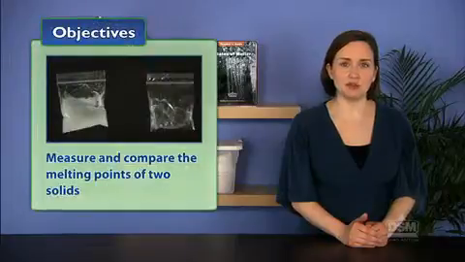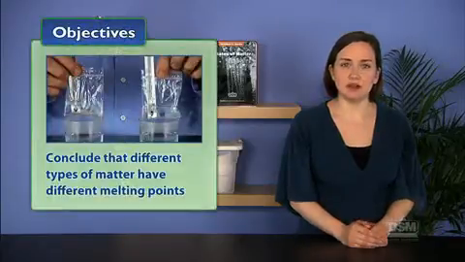In Activity 7, Measuring Melting Points, students first measure and compare the melting points of two solids, ice and butyl stearate. Students then conclude that different types of matter have different melting points. That is, different types of matter change state from solid to liquid at different temperatures.